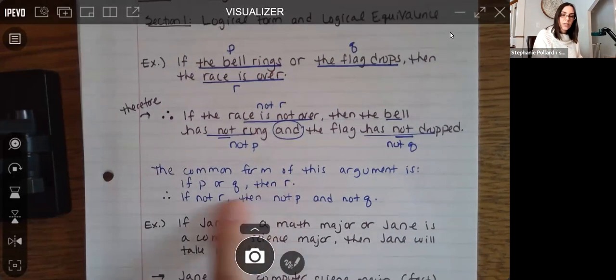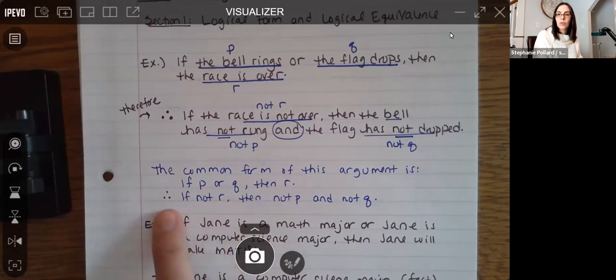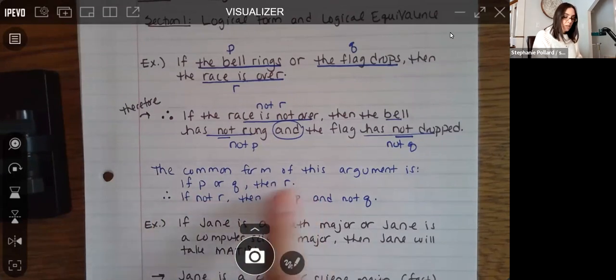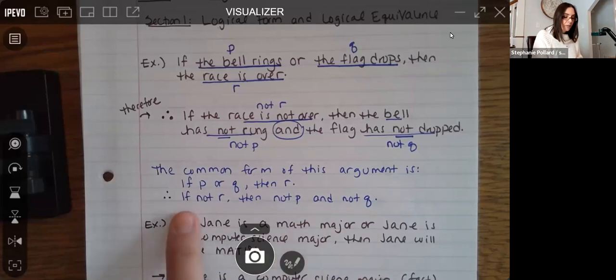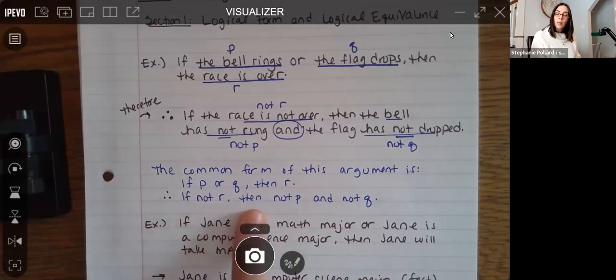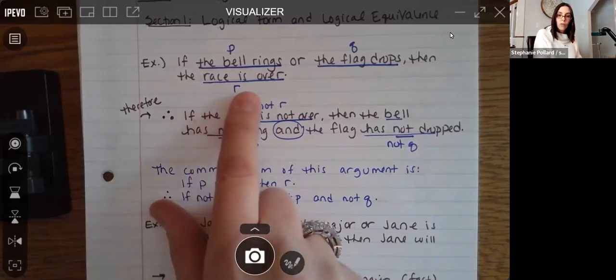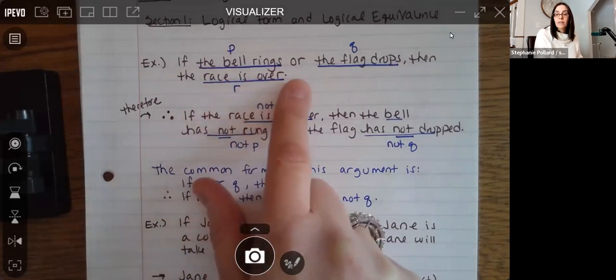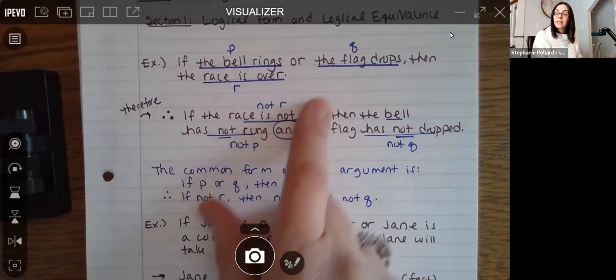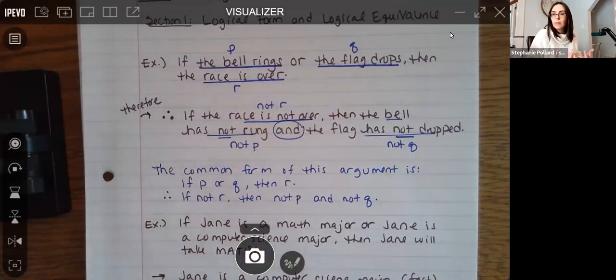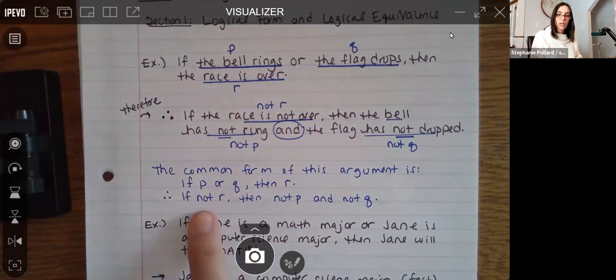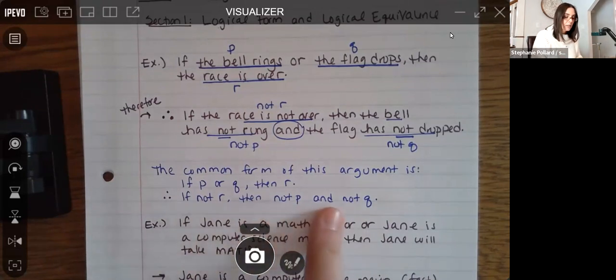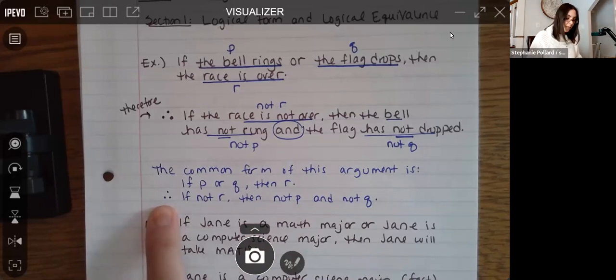Now, we can also reverse the order a bit, but have it still be a true statement. The way to do that is: if not R, then not P and not Q. So if the race is not over, then the bell has not rung and the flag has not dropped. That's the same basic core meaning, but we reversed the order. To keep it the same, we had to add in some nots and ands. This little symbol here, remember, means therefore as well.